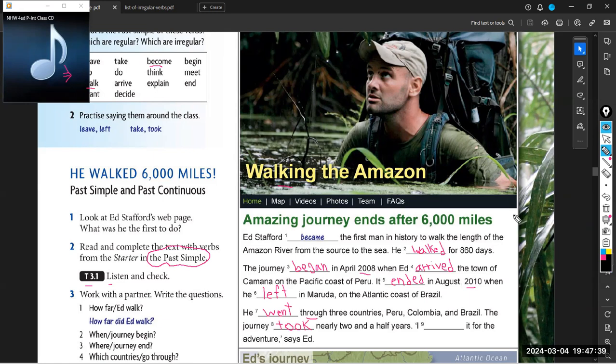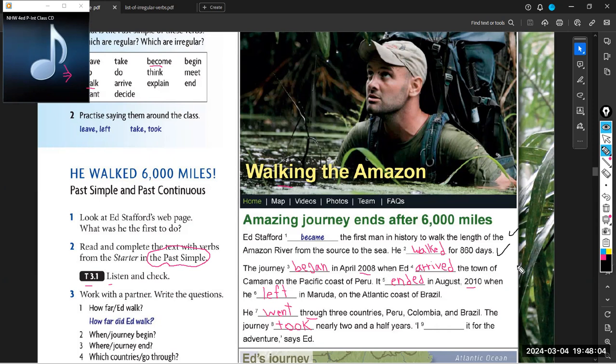Walking the Amazon. Amazing journey ends after 6,000 miles. Ed Stafford became the first man in history to walk the length of the Amazon River from the source to the sea. He walked for 860 days. The journey began in April 2008 when Ed left the town of Kamana.